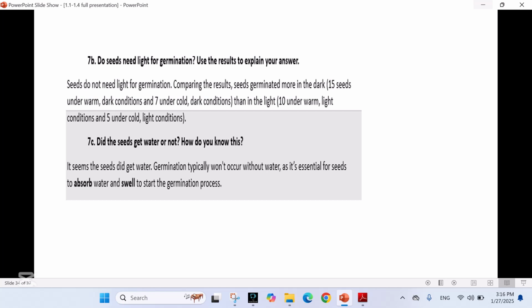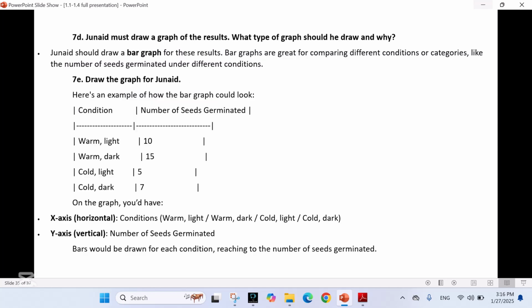Part C. Did the seeds get water or not? How do you know this? It seems the seeds did get water. Germination typically won't occur without water, as it's essential for seeds to absorb water and swell to start the germination process.